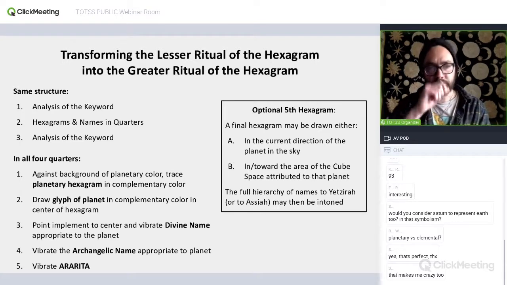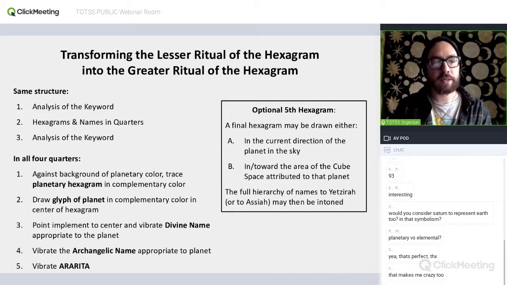You'll start in the center facing east, and you'll perform the analysis of the keyword exactly as you would do it for the lesser ritual of the hexagram. Then you'll go to the eastern part of your temple, and you'll draw a hexagram. You'll vibrate some divine names. You'll trace the circle around to the southern part of your temple. You'll draw some hexagrams, vibrate some divine names, and you'll go around to all four quarters. And then you'll return to the center of your ritual space and repeat the analysis of the keyword.